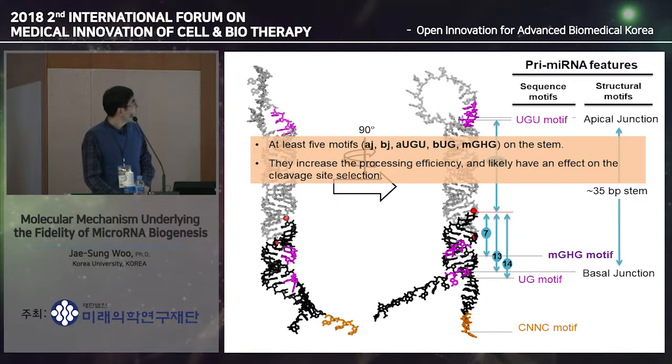So there are at least 5 motifs: the apical junction, basal junction, and the UGU, UG, and GHG motifs. And these are at a certain distance from the cleavage site, and they can increase processing efficiency, so they likely have an impact on cleavage site selection.